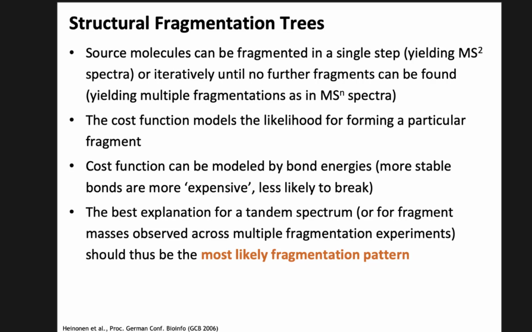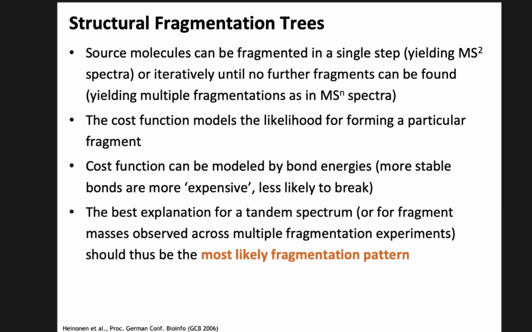So what people did with these structural fragmentation trees was they tried to come up with the best explanation for a tandem spectrum. Because if you know the structure, you can just fragment the structure until you cannot break it apart further. And then you look at all the leaves in the tree, the final nodes, and also the inner nodes, because they all correspond to fragments, and you try to find which peak would correspond to which part of this tree.